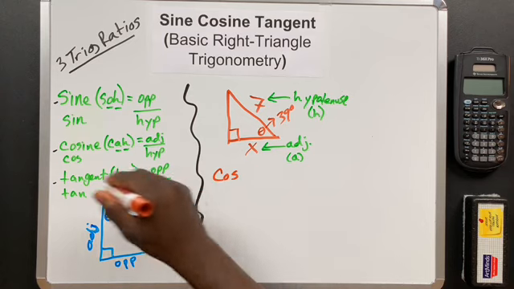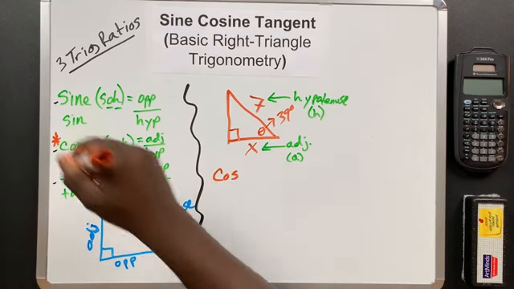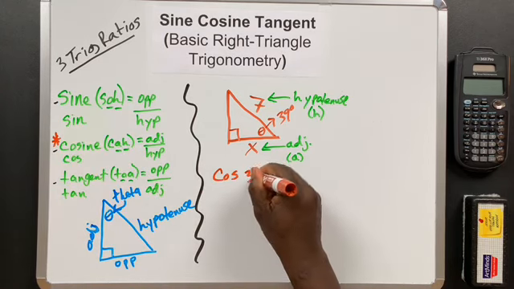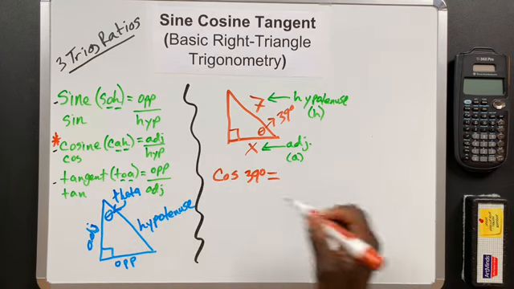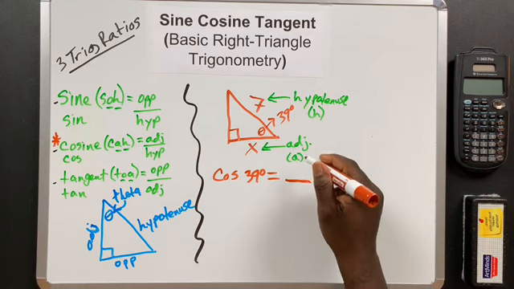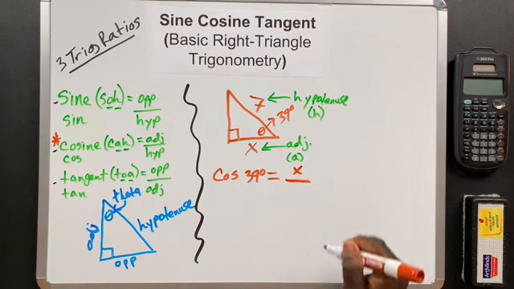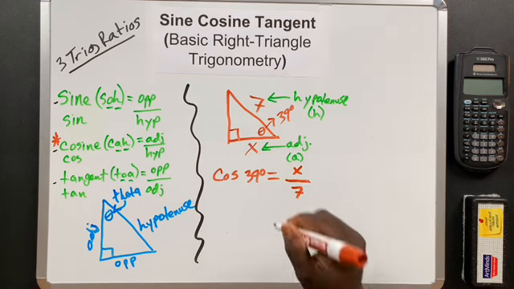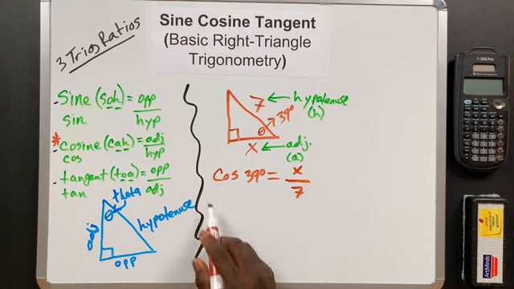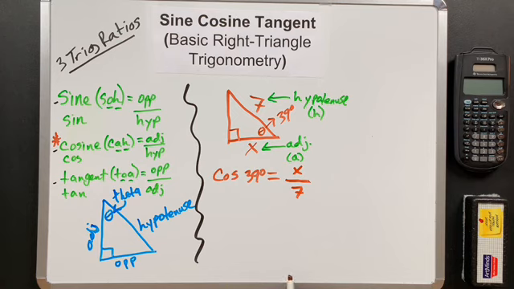So we have cosine. That's the one we're going with here. Cosine of 39 degrees is equal to, it says, adjacent over hypotenuse. The length of the adjacent side is x, and the hypotenuse is 7. All right. So if you've written this equation, you're about halfway there. Because if you write the equation incorrectly, even if you solve it correctly, you're not going to get the correct length of this side x.